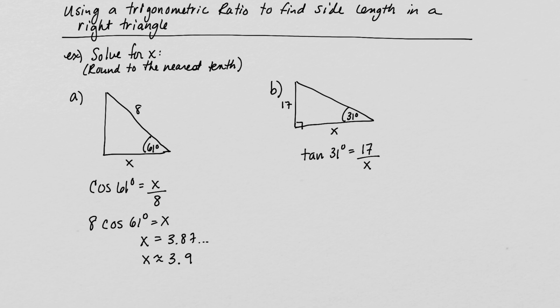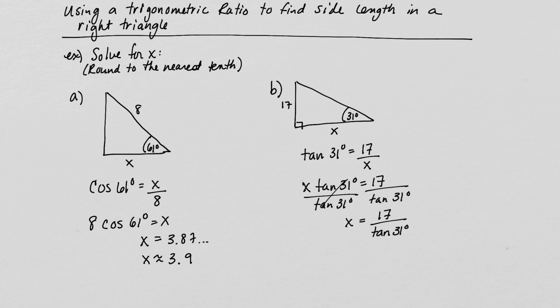So if I multiply the x up, we get x tangent 31 degrees equals 17, and now if I divide both sides by the tangent of 31 degrees, the tangents will cancel each other out, so x is going to be 17 divided by the tangent of 31 degrees. And again, you can put this into your calculator.